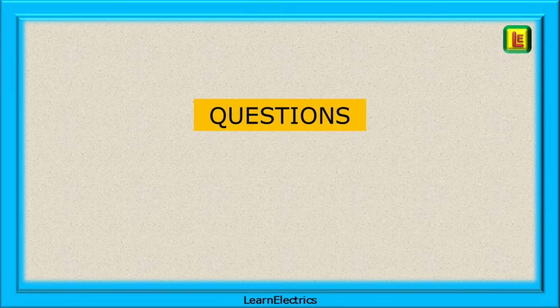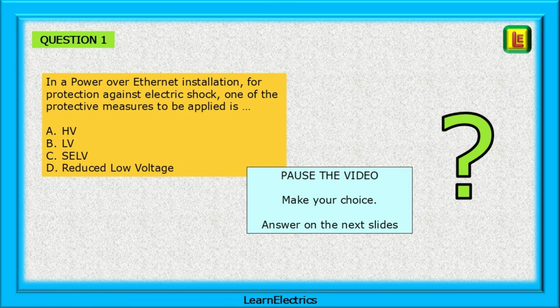So let's get started. Question number 1 asks us, in a Power over Ethernet installation for protection against electric shock, one of the protective measures to be applied is, and there are 4 possible answers shown, and only one is the correct answer for this question. Pause the video, make your choice, and then check the answer on the next slides.